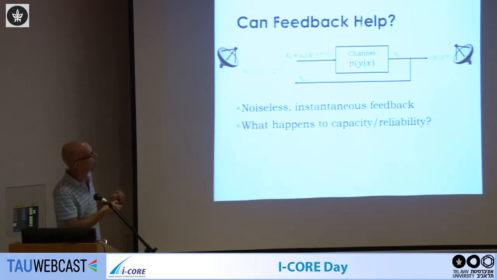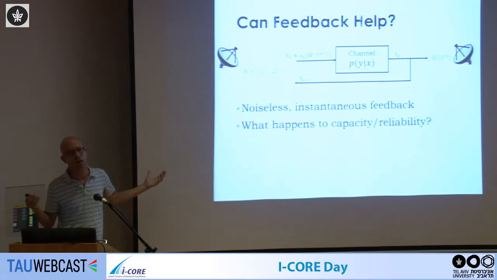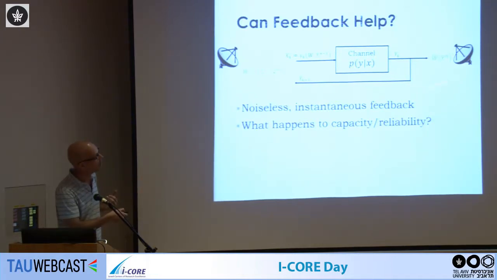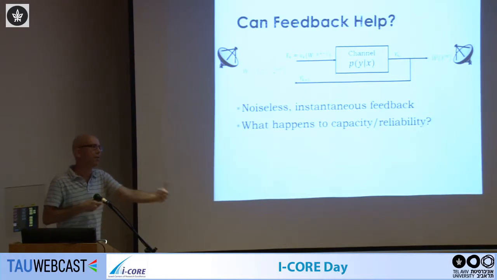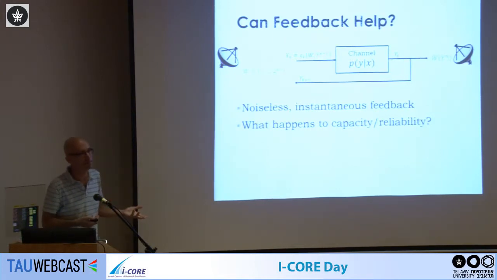Again, there's a channel P(Y|X) from transmitter to receiver. And let's assume, this is a very unreasonable assumption in many cases, but still interesting to study, that there is an instantaneous noiseless feedback from the receiver back to the transmitter. So the transmitter at every time point k knows the entire received sequence. Okay, so this is called noiseless feedback. And the question you might ask is what happens to capacity or reliability if you have access to such feedback?